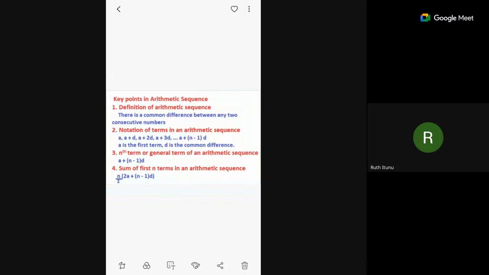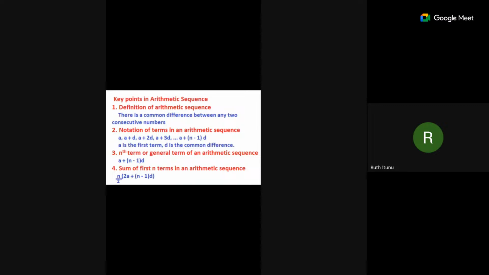So moving on to arithmetic sequence, we are still under the AP. What are the key points that we must know? If you look at number 1, the first one is the definition of arithmetic sequence, which we've done justice to. Then there is a common difference between any two consecutive numbers. Common difference means you take away, difference means minus. So between the first number and the second number, there's a common difference there. And that is denoted by letter D. So we use letter D to represent our common difference.